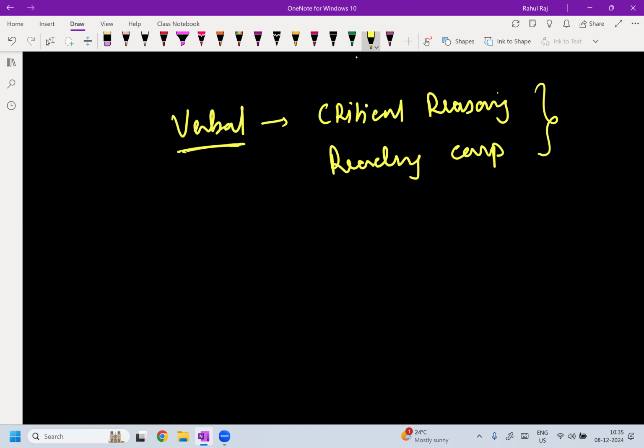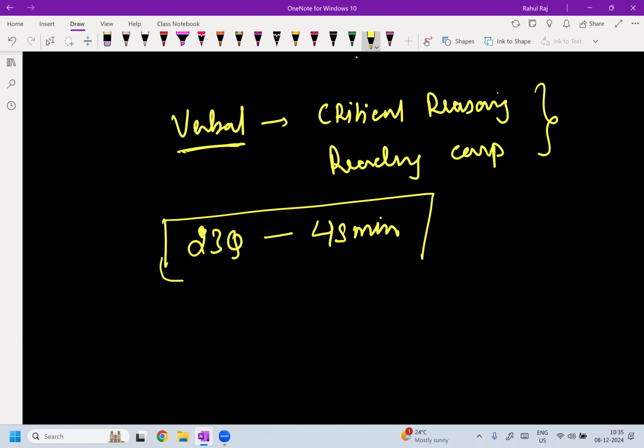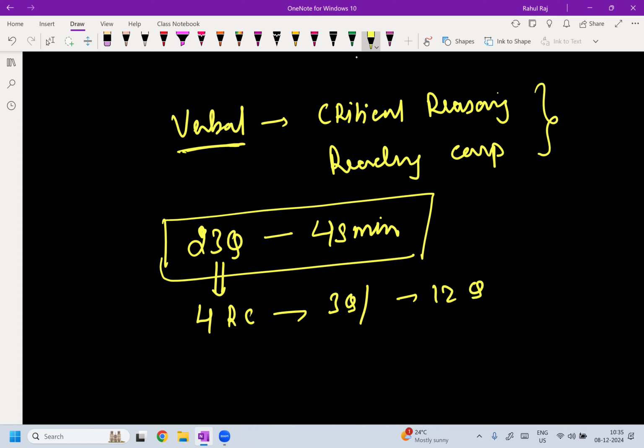So verbal consists of two sections: critical reasoning and reading comprehension. There are a total of 23 questions in verbal and you have 45 minutes. Out of these 23 questions, you can expect at least 4 RC passages, 100%. If you get 3 questions each, you will have a total of 12 questions from RC and 11 questions from CR. This is a normal thing.